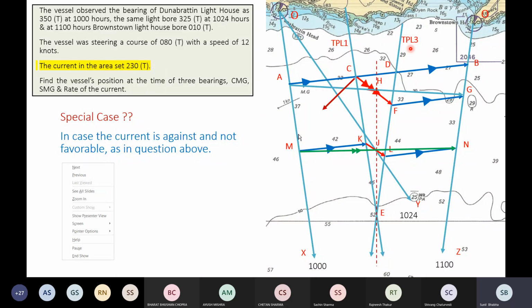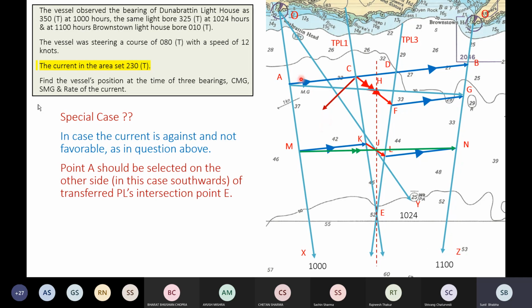So did you get the clue now? We have to take point A on the other side of E. Let me explain it. Now, in these types of questions, when you select your point A, you have to be careful. If you select your point A and this kind of thing happens, this point A has to be selected on the other side of the transferred PL intersection point, the E point.